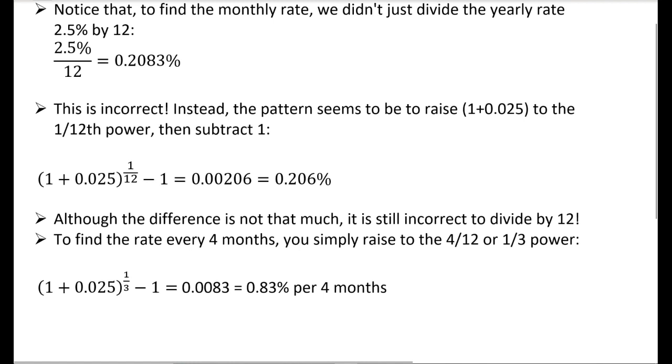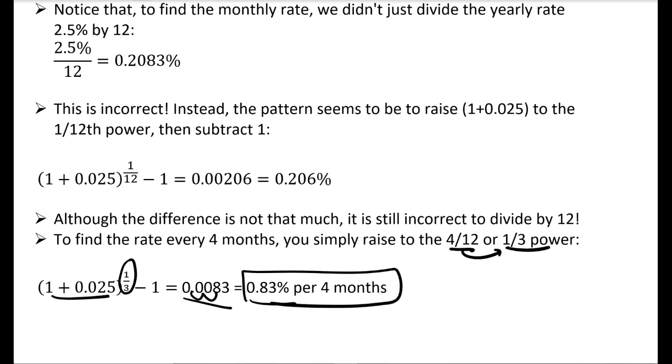So now to find the rate every 4 months, you simply raise to the 4/12 power. Since we're talking about the rate every 4 months and not every month, if it was every month, that would be 1 month divided by 12 months in a year. This time you're talking about 4 months, so it's 4 months divided by 12 months in a year. So 4 over 12, you can reduce that to 1/3 power. So we take our 1 plus 0.025, we raise it to the 1/3 this time. We subtract 1, and then we get this decimal. Move the decimal place to the right twice, and you're going to get 0.83% for 4 months.